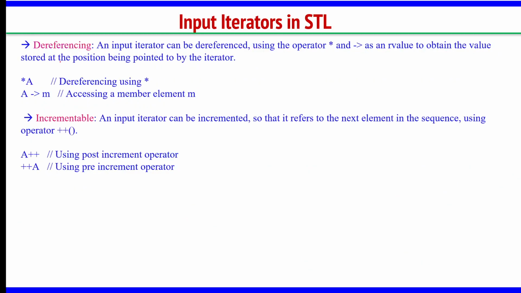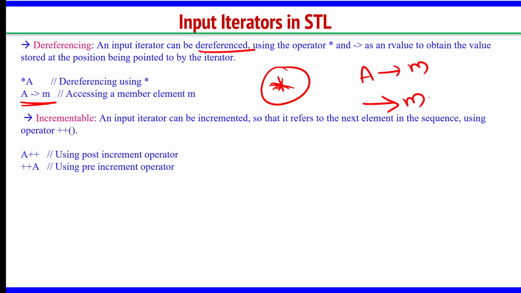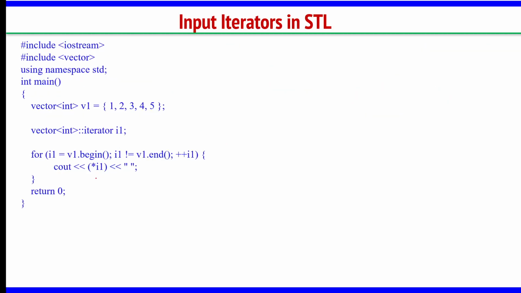Next one, dereferencing. An input iterator can be dereferenced, meaning since it is a pointer, if you want to know the value at that location, you have to use star. For normal variables and for class variables, you have to use it like this. We already studied that you have to use the arrow symbol to obtain the value. So, dereferencing is also possible. That is what we have done here, dereferencing.